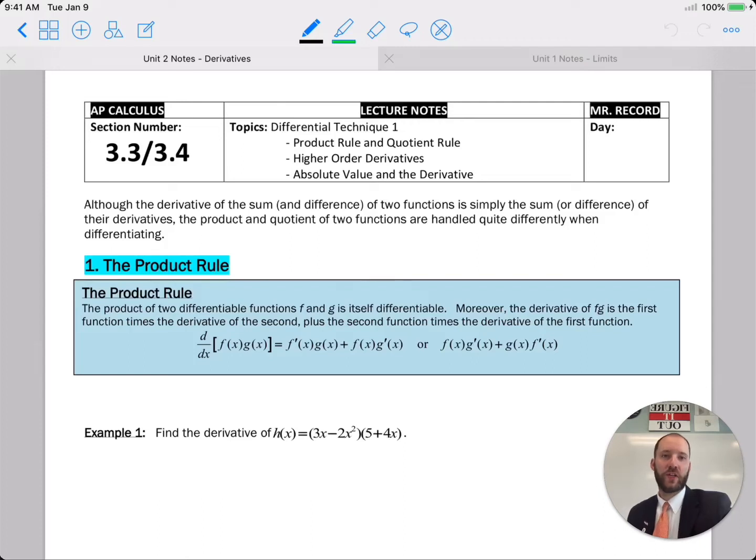The topic today is differential technique 1, which is really product rule and quotient rule, higher order derivatives, and the absolute value and the derivative of the absolute value function. This corresponds to sections 3.3 and 3.4 in our textbook.